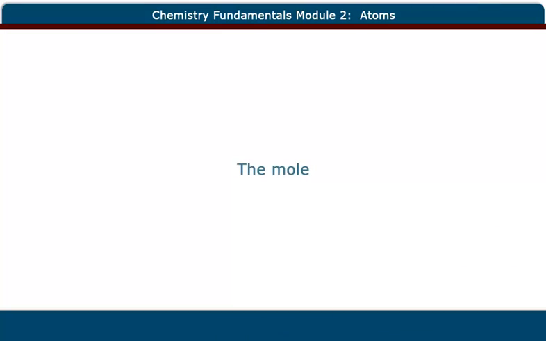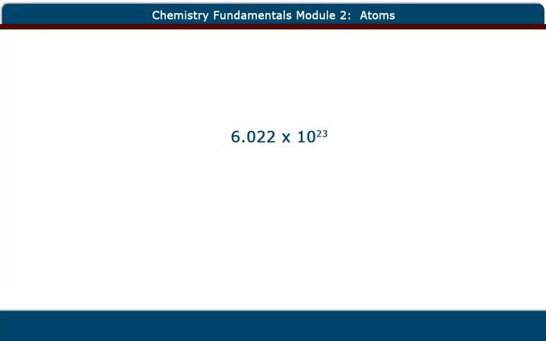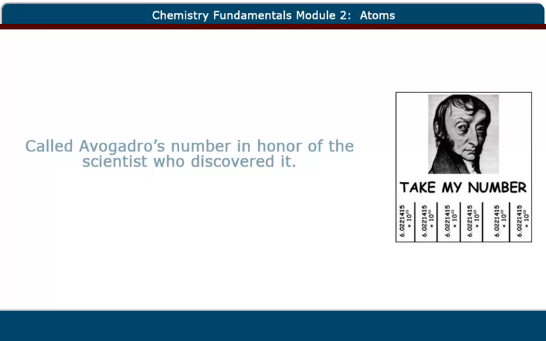The mole is a very important concept in chemistry. The mole is a counting unit. The mole has a value of, and you need to know this exact number, 6.022 times 10 to the 23rd power. This number is called Avogadro's number in honor of the scientist who discovered it.